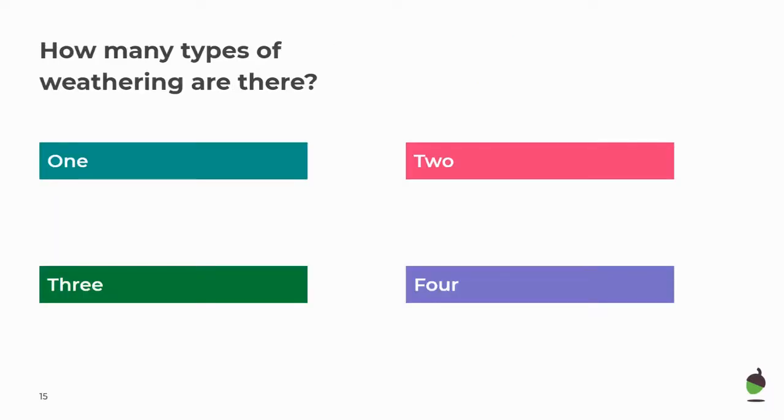Right, it's time to test your memory. How many types of weathering are there? 3, 2, 1. Show me with your fingers. Yes, well done. There are 2. Be careful not to fall into the trap of saying 3, because freeze-thaw weathering is actually an example of mechanical weathering. So can you now tell me how many types of coastal erosion are there?